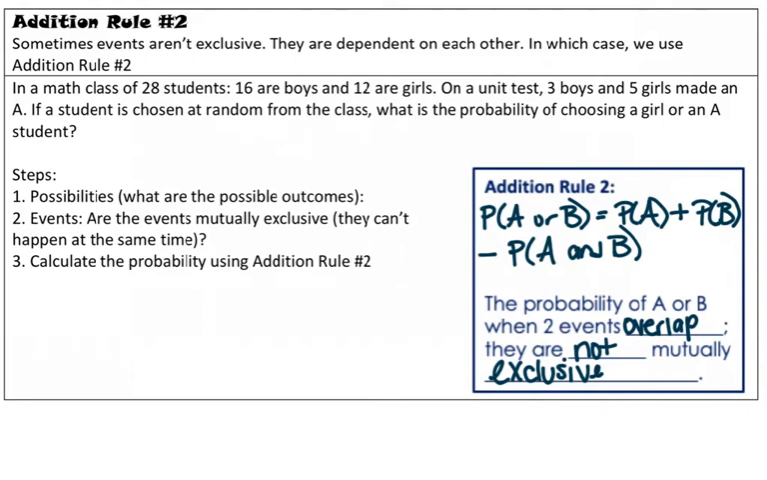So look at this example. In a math class of 28 students, 16 are boys and 12 are girls. On a unit test, 3 boys and 5 girls made an A. If a student is chosen at random from the class, what is the probability of choosing a girl or an A student? Okay, so here's the possibilities that can happen. So if you think about it, you could choose a girl.